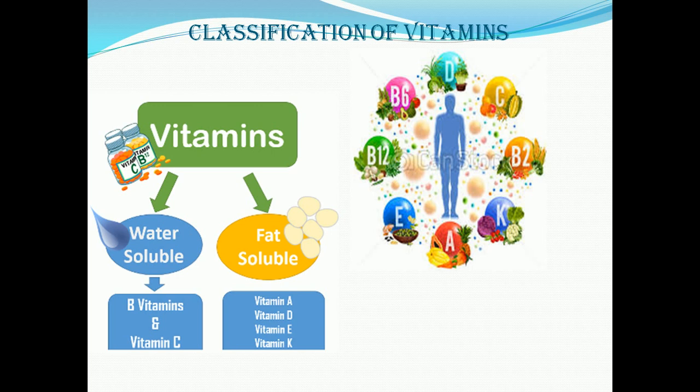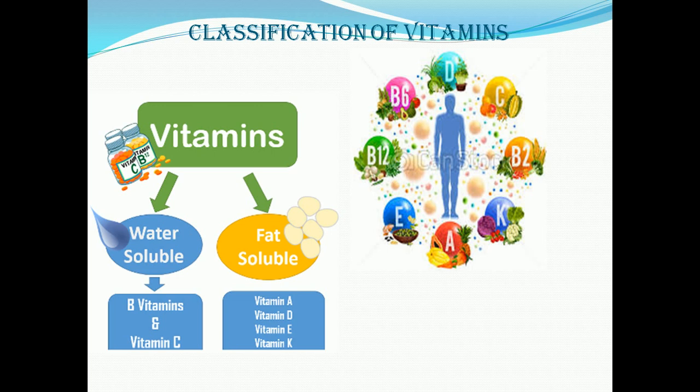The main sources of vitamins are like this: vitamin A is present in fish liver oil, carrot, butter and milk. Vitamin D we get when we are exposed to sunlight. Even fish and egg yolk are also rich sources of vitamin D.